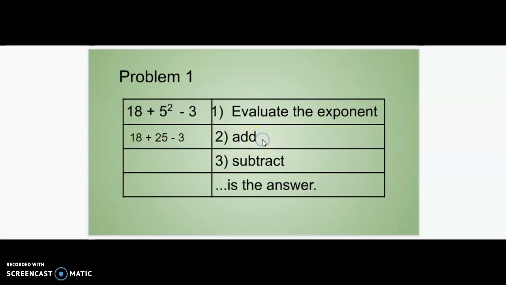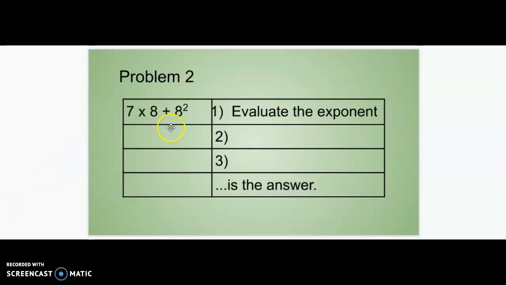On your assignment, you would have to type that in. The next step is to add. See how I put step 2, add. We're going to add 18 and 25. 18 plus 25, if you have to do that on a side sheet of paper, feel free to do so. You'll get 43 minus 3. The last step is obvious. The last step is the only thing that's there to do. Subtract. 43 minus 3 is 40.